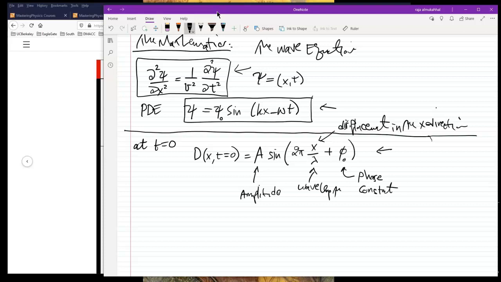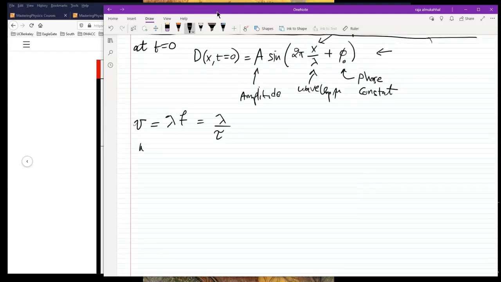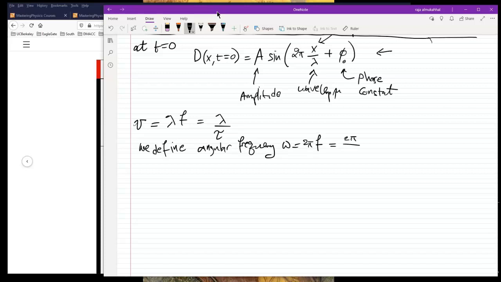I want to write it in a different way. Okay, here is how it works. So we said that the velocity is equal to lambda f, right? And we also said it's equal to lambda over tau. We define the angular frequency omega to be equal to 2 pi f. Or we can say it is 2 pi over tau.